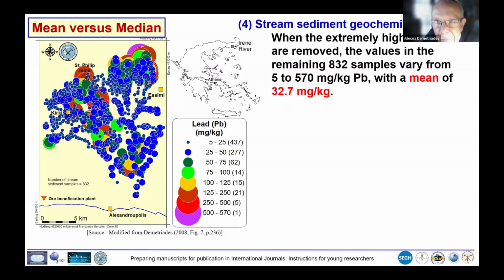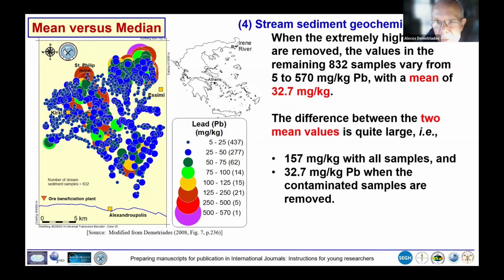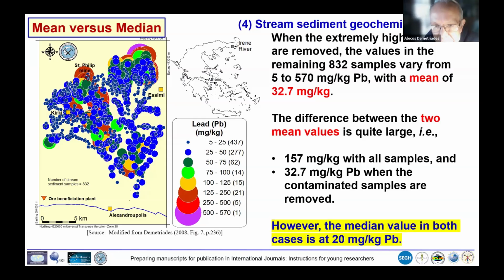Now, when the extreme values are removed, the values in the remaining 832 samples vary from 5 to 570 ppm lead with a mean value of 32.7. So as you can see, the difference between the two mean values is quite large: 157 ppm with all samples and 32.7 ppm lead when the contaminated samples are removed. It's quite a large difference.